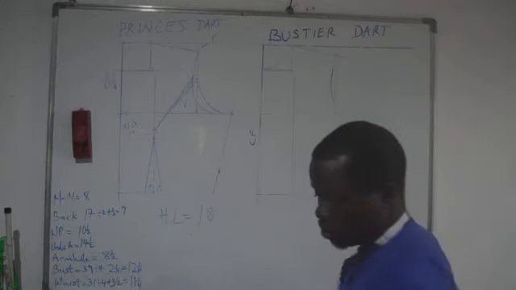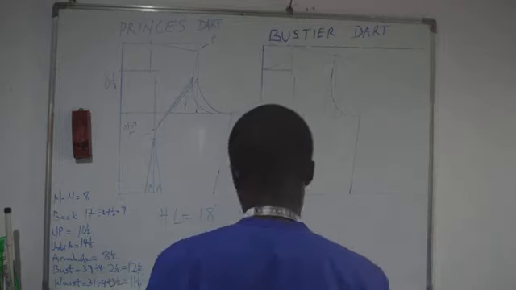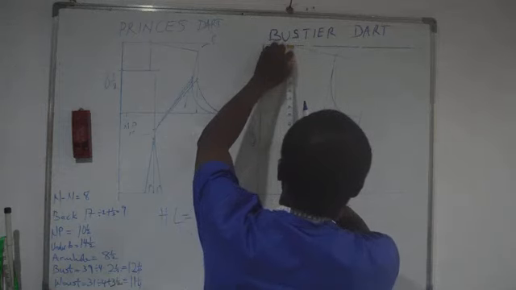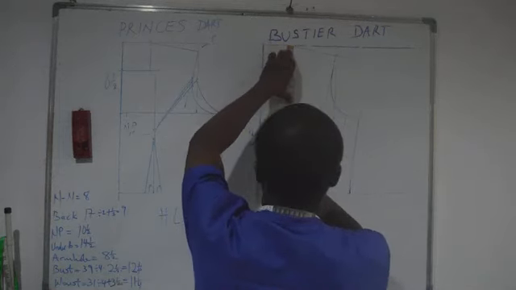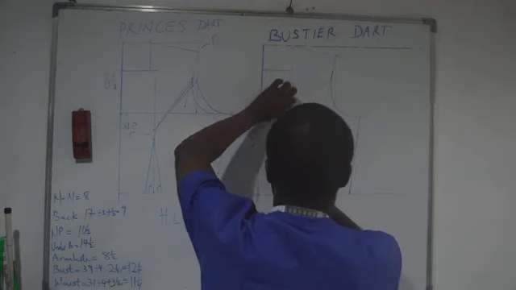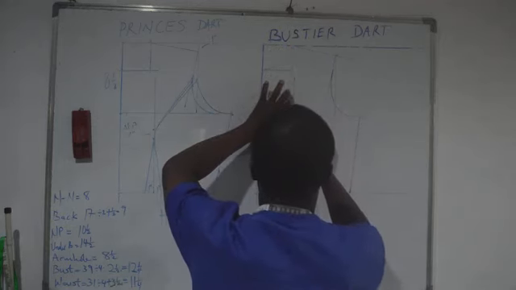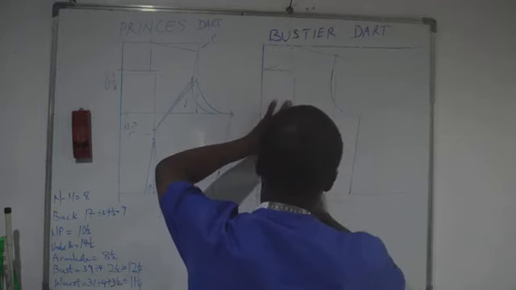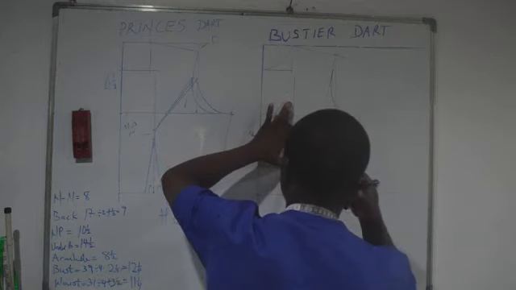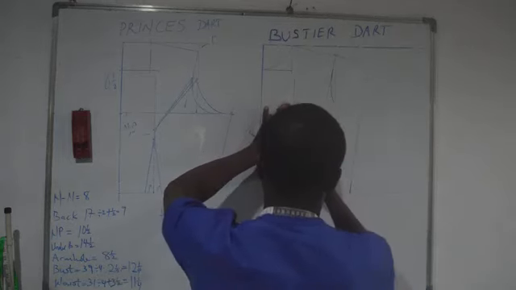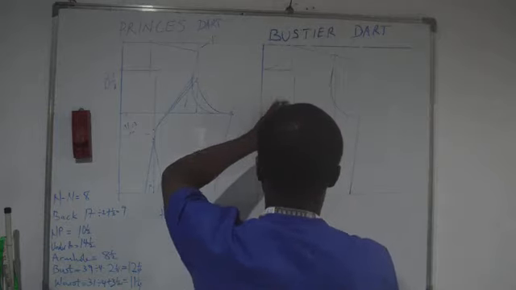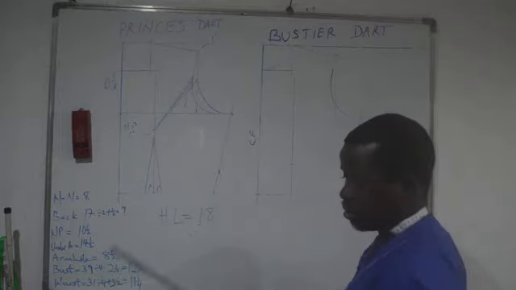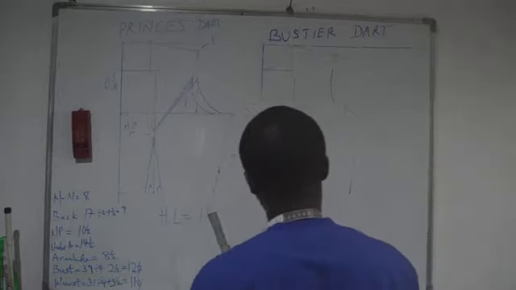On this line, you're going to find your bust points and your under bust. For this personality, the upper bust is 10 plus half, that is 10 and a half. Then the under bust is 14 plus half, 14 and a half. And of course, the length of this is 18. From neck to waist is 18 inches.